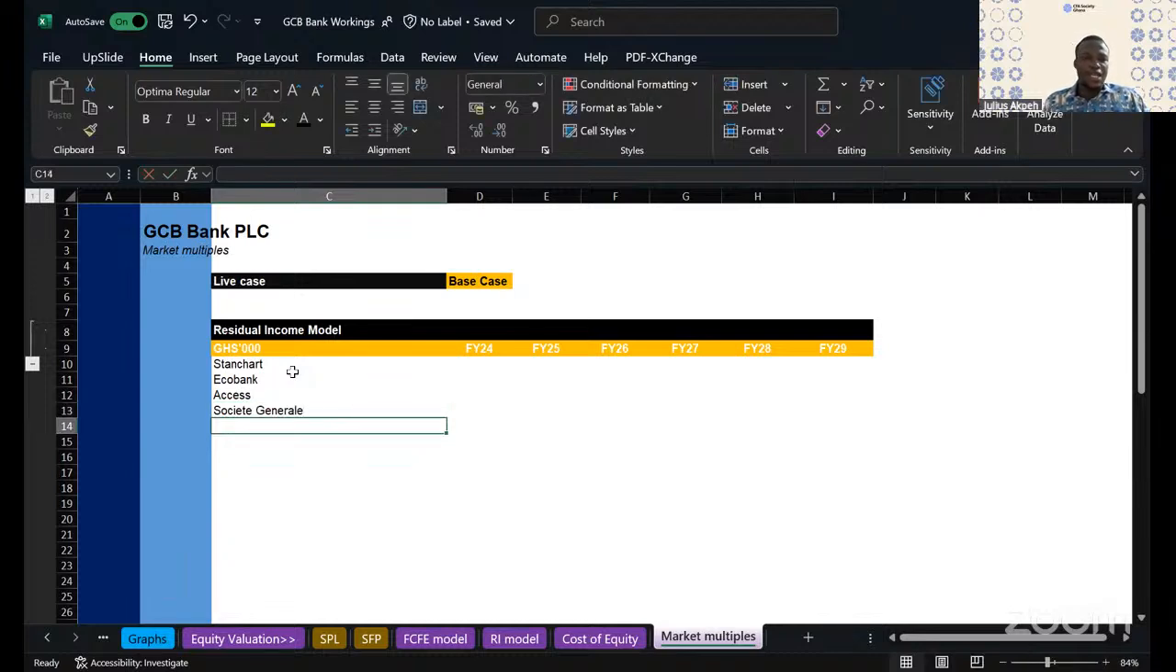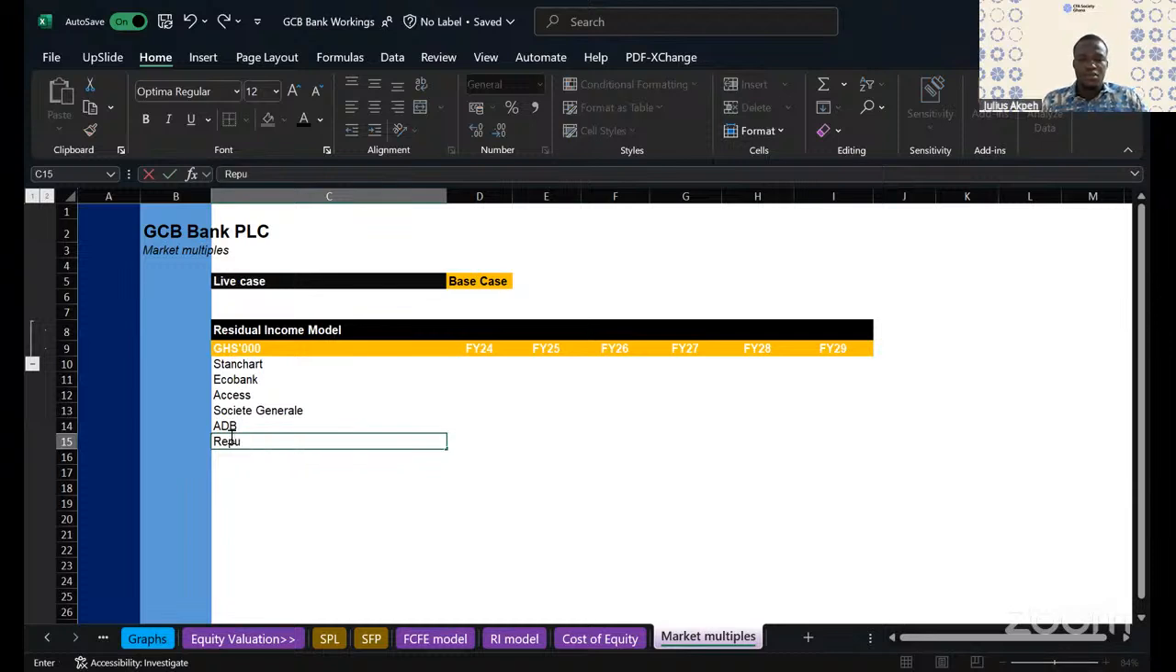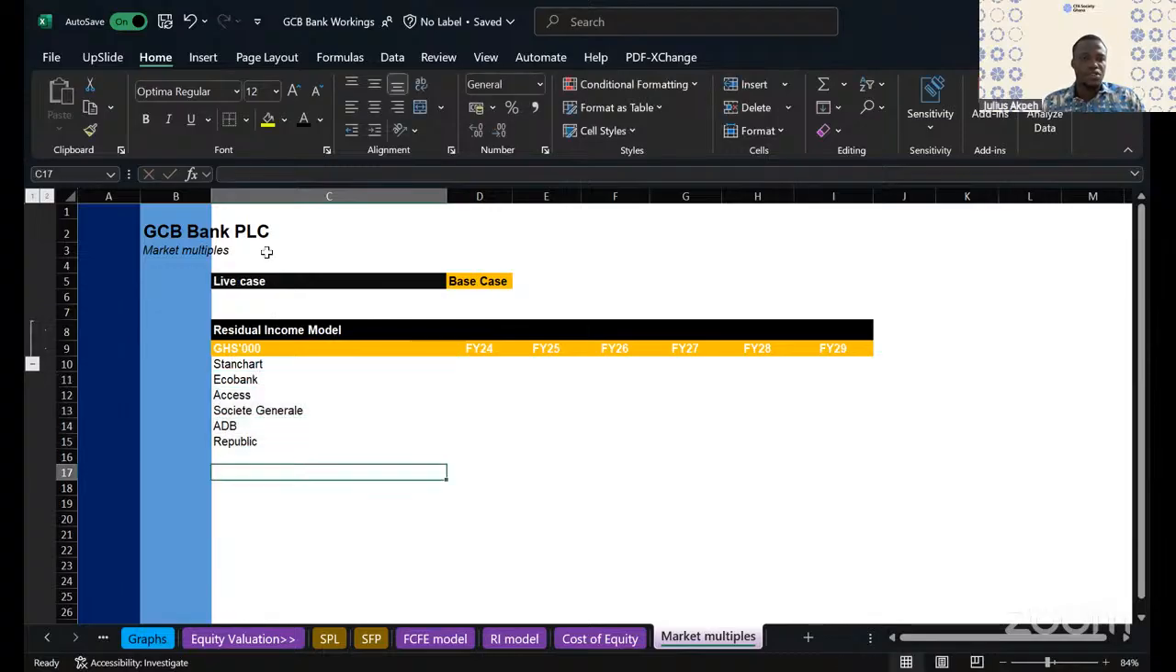Then Standard, EcoBank, Access, Société Générale, ADB, and then let's list all of them. Now, ABSA is not listed on our market here. I think I'm left with Republic Bank. Republic. I think that's all. I think there were 6 banks, right? Listed on the Ghana Stock Exchange.